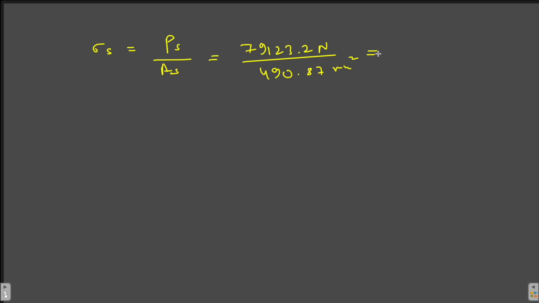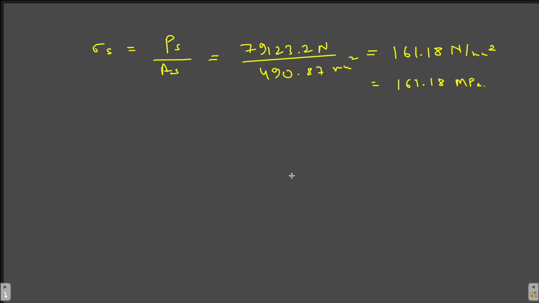So just solve this and you will get the answer as 79123.2 by 490.87, and that will give you 161.18 newton per millimeter square, or you can write it as megapascals.